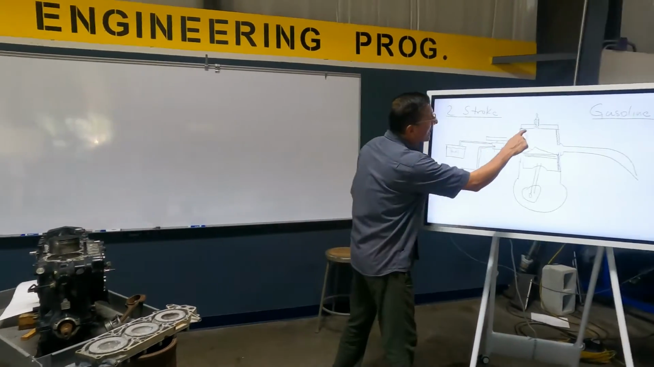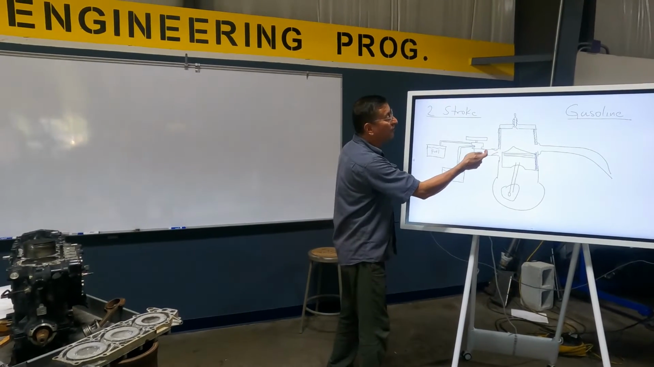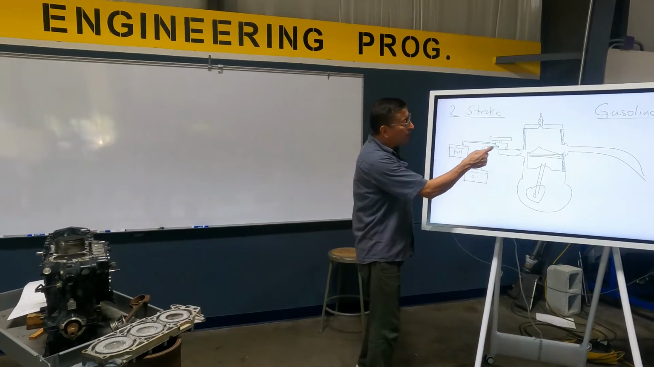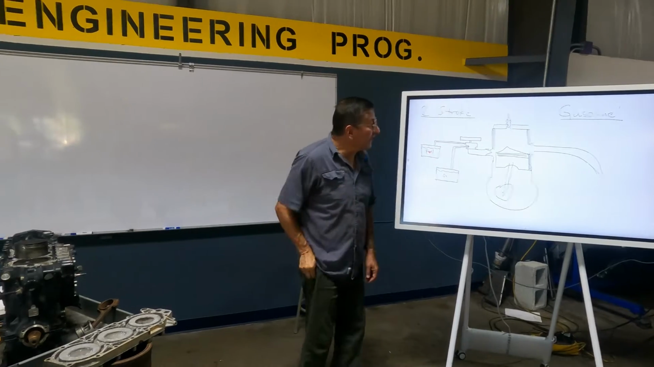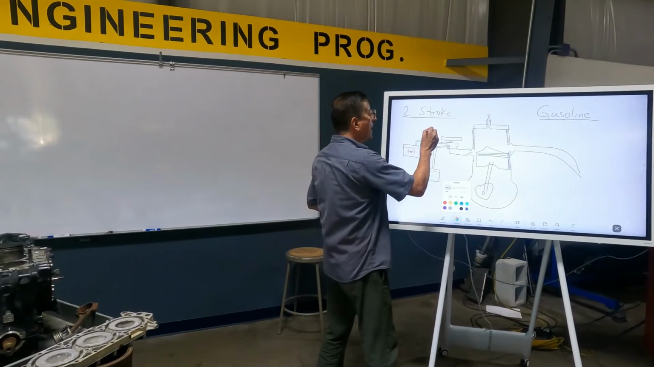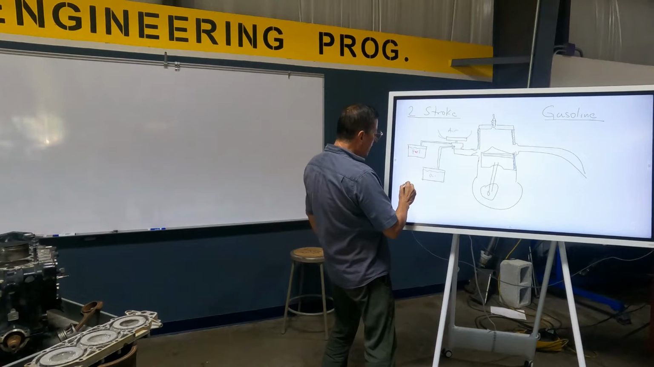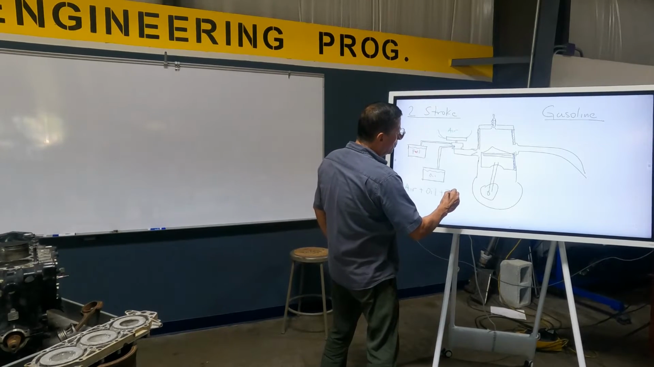When the piston is going down, it finds the first hole, and the first hole is communicated with the carburetor. And the carburetor mixes oil and fuel, and mixes them here. What happened? Air. It's air plus oil plus fuel.